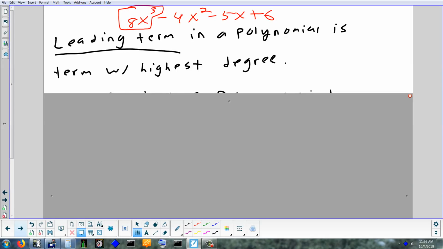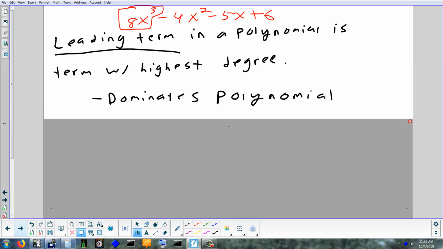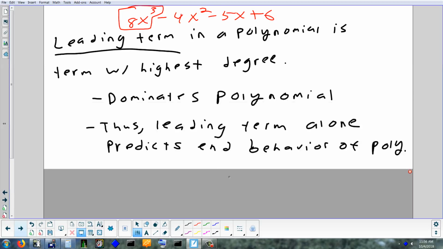It might cause little twists and turns. I'm not saying this doesn't affect the small details, but big picture, the first term controls the whole polynomial. It's got the highest exponent. It's in control of what the polynomial is going to look like. Big picture. That's what I just said.